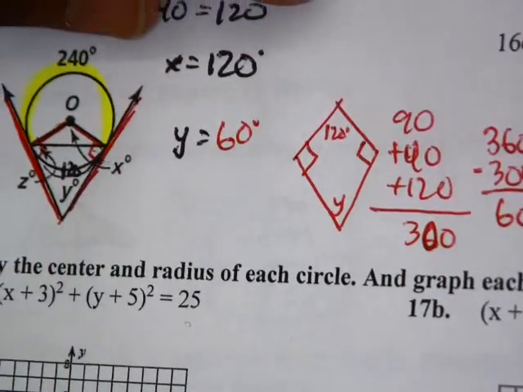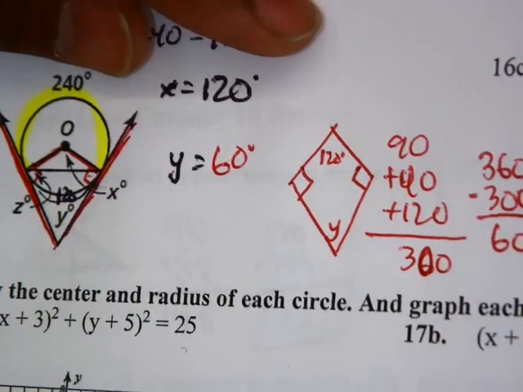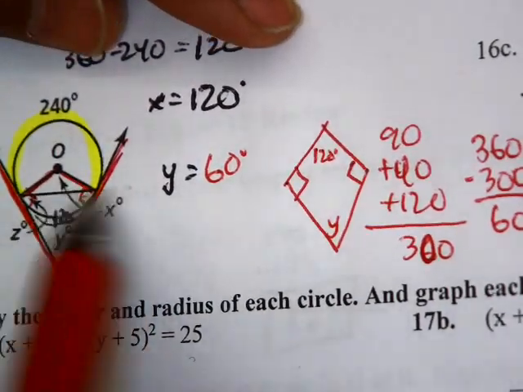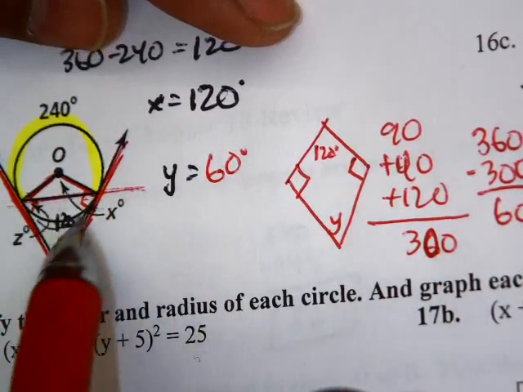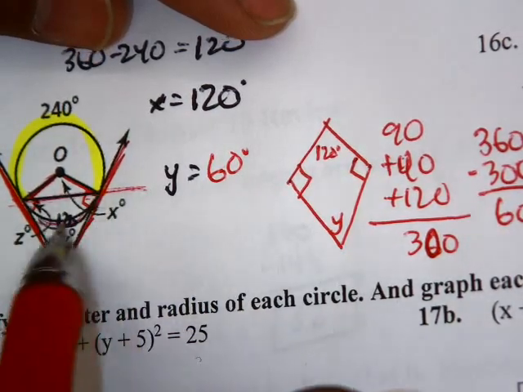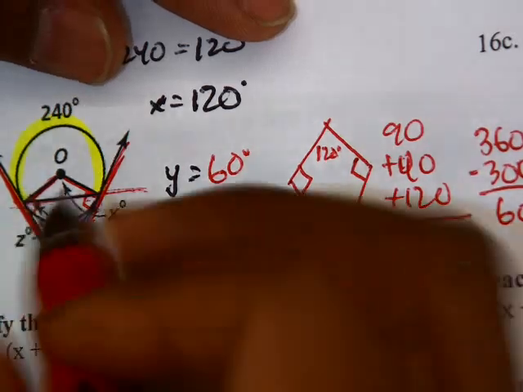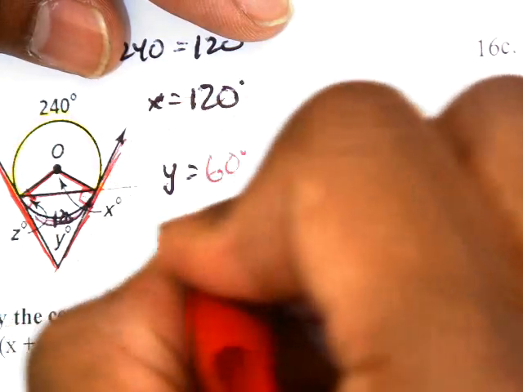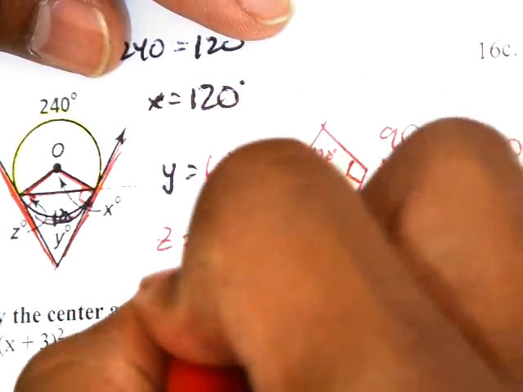And for angle Z, this arc that got formed is 120, so Z would have to be half of that because that's an inscribed angle. Half of the 120 is also 60.